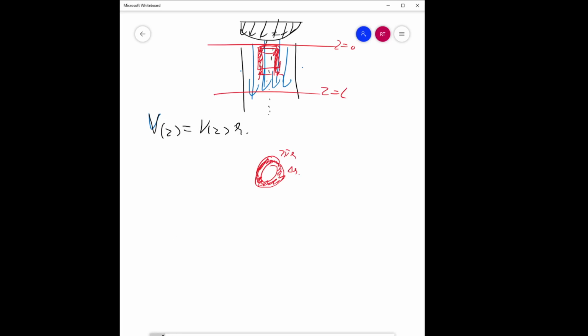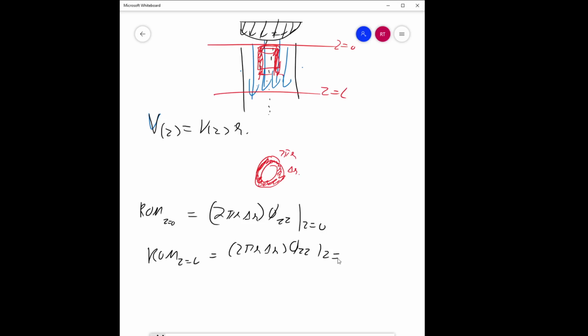So the convective force while doing the balance, the rate of momentum transfer due to the convective transport at z equal to 0, is equal to the area, 2 pi r into delta r, into phi zz at z equal to 0. And what's leaving is, at z equal to L, 2 pi r delta r, same area at the bottom as well, phi zz at z equal to L.